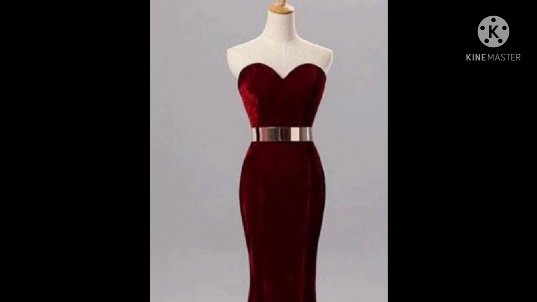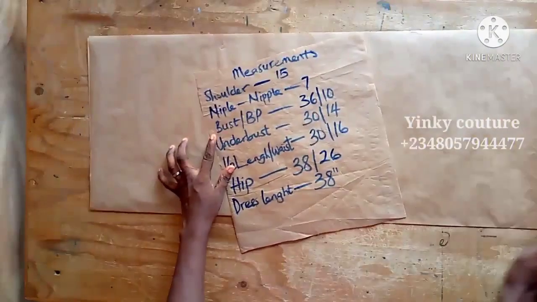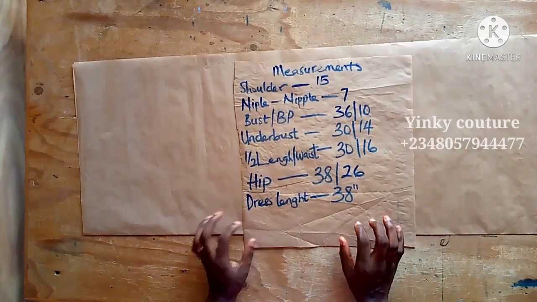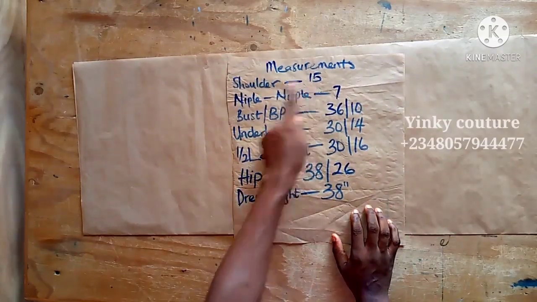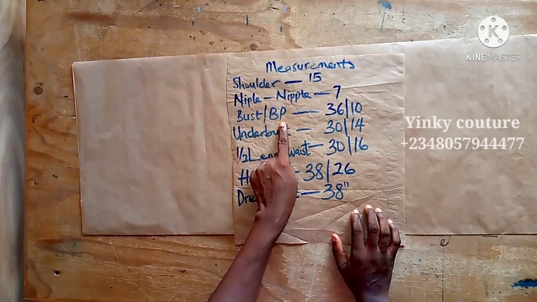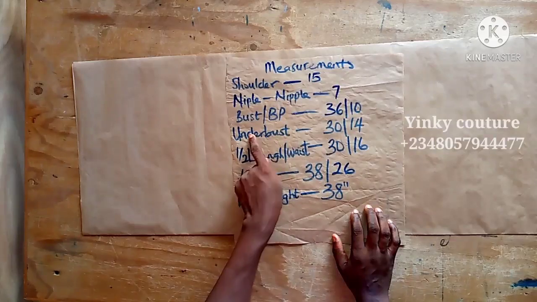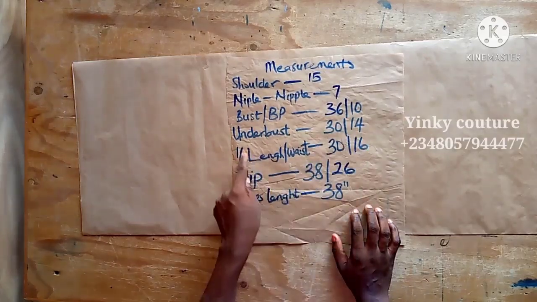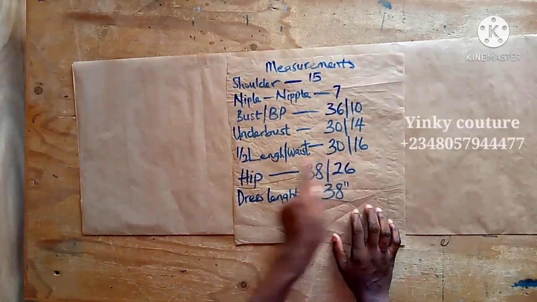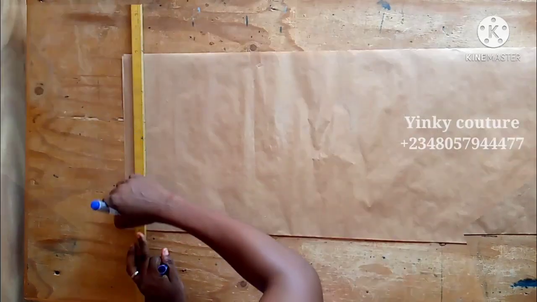Today I'll be showing you how to make a tube dress, a bustier tube dress like the one you're seeing on the screen. The first thing you're going to do is to know the kind of measurement you need to take to make this dress. You need the shoulder, the nipple to nipple measurement, the bust circumference and the vertical measurement of the bust. The vertical means placing your tape measure from the shoulder through to the bust point, to the waist, to the hip, and to dress length.